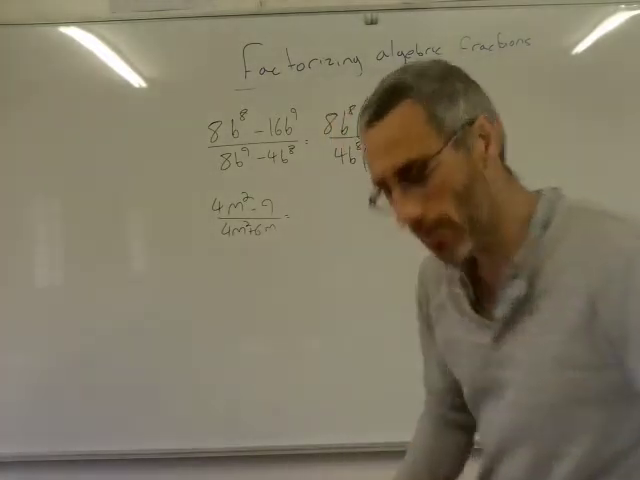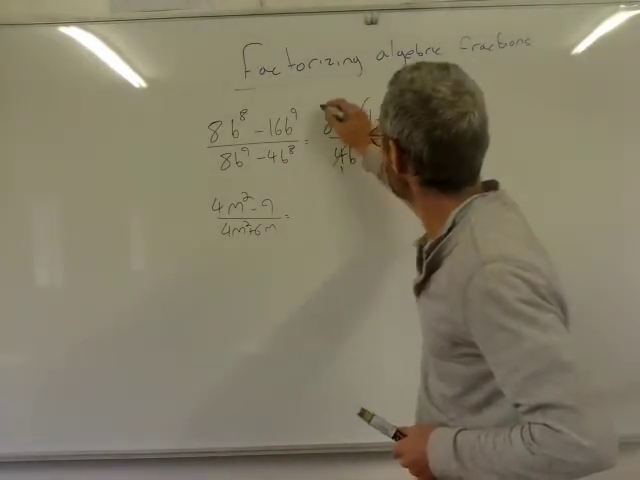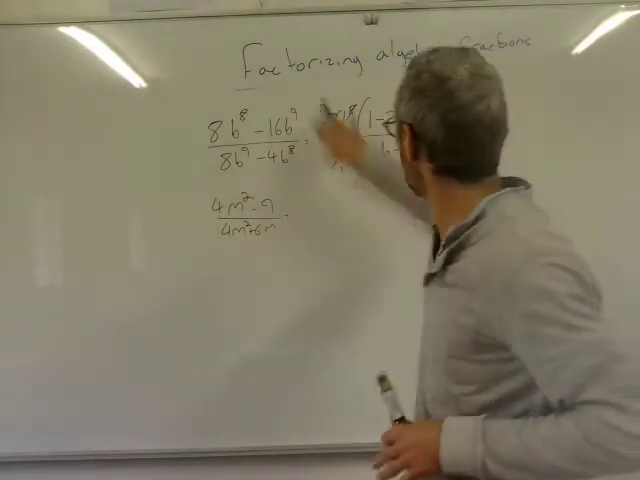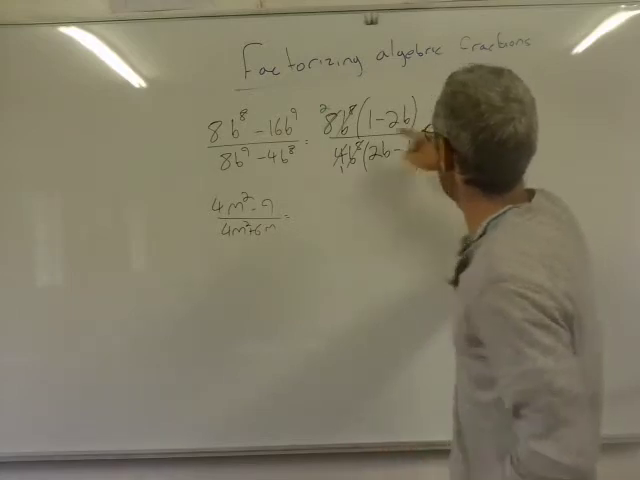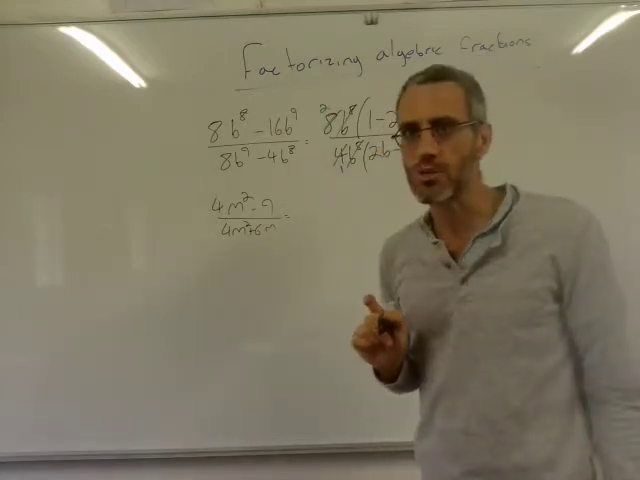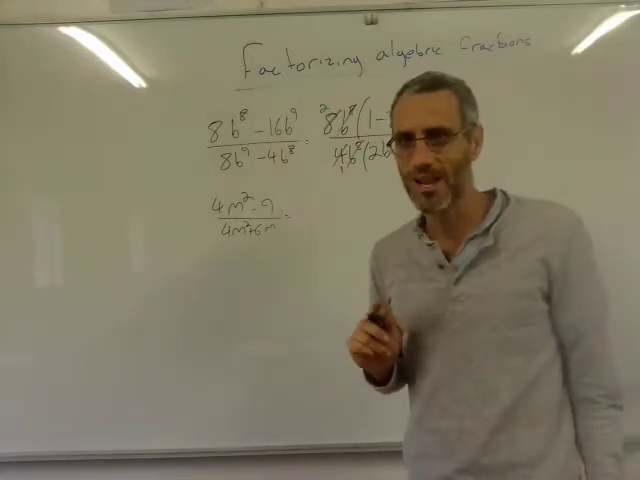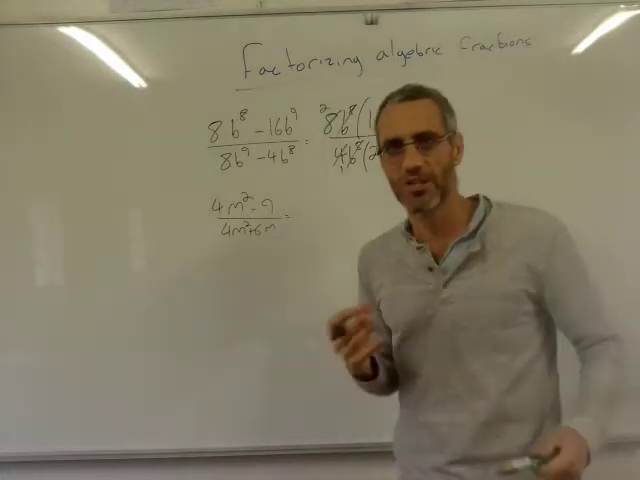Fantastic, so there's already a couple of things I can do. I can cancel the 4 and the 8, I'll get 1 and 2. The b to the power 8 cross cancels, so all I'm left with here is 2. Now check this: I've got 1 minus 2b divided by 2b minus 1. Remember, that looks familiar, right? It's the swapping. So they're almost the same, but they're not exactly the same.